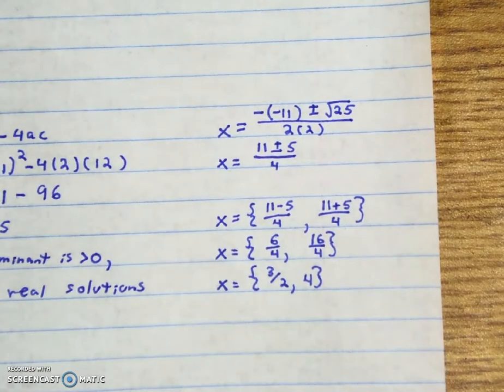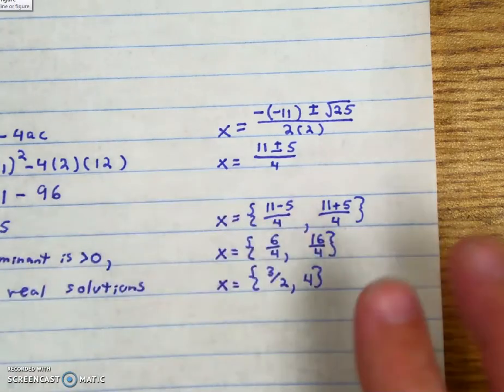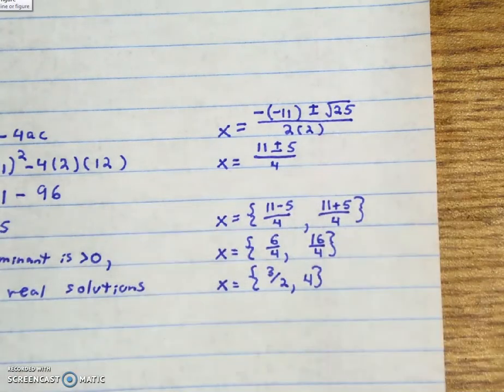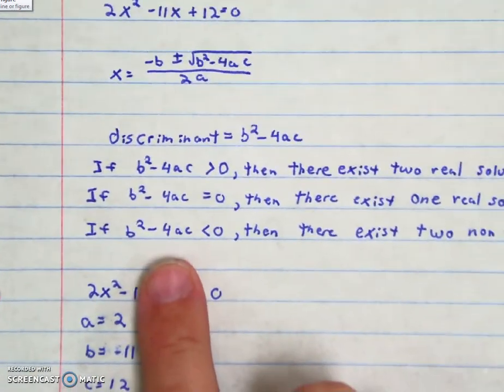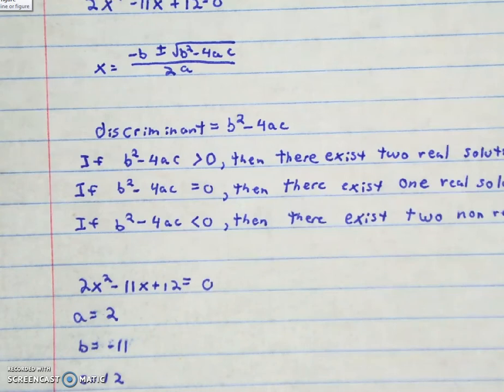So notice, pretty easy to do. But I do suggest finding that discriminant in order to determine how many solutions you could potentially have. Because if you're looking for real solutions and your discriminant is negative, you know there are not going to be any real solutions. Cool. Have fun.